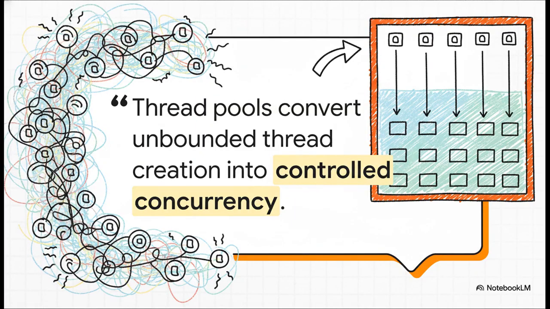And that idea right there is the solution. It's a total shift in mindset. We have to stop thinking about one new thread for one new task. Instead, we need to think about having a managed pool of worker threads that are just ready and waiting to pick up work. It's about moving from total chaos, unbounded creation, to a system of controlled, predictable concurrency.